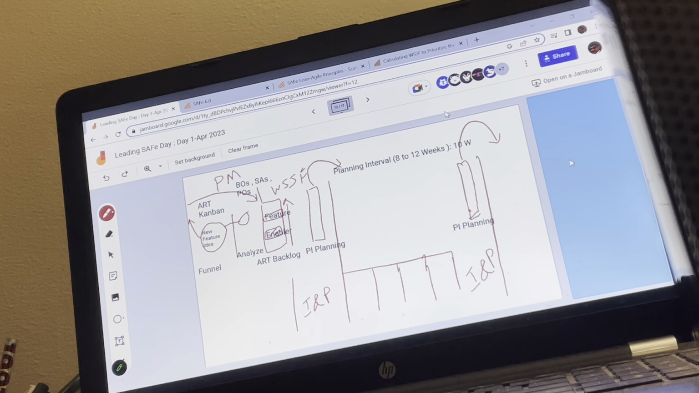WSJF is done before PI planning, right? Yes, WSJF is done before PI planning. The prioritized features will be given to the teams, distributed among the different teams. These teams will do their story point estimation and create stories, and then they will work on it together. If there are gaps or something needs to be removed, some new discovery can happen during the PI planning meeting, and we can have some shuffling also.